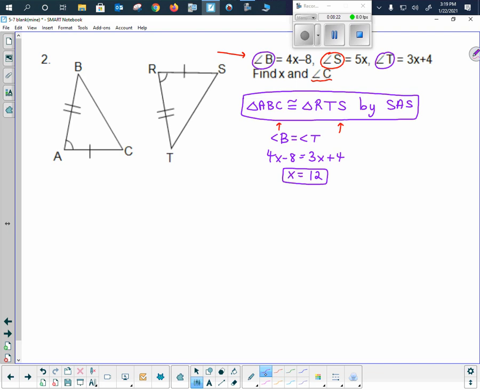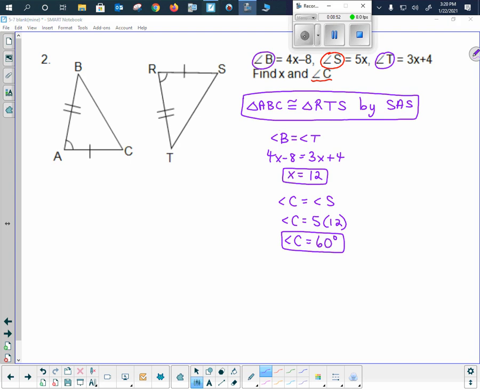So I'm going to let you know, if I'm doing the work, what I'm doing. So angle C equals angle S. And angle C would equal what? 5 times x. So 5 times the 12 that we just got for x. That makes angle C equal to 60. And remember, angles are always in degrees. Okay, so angle C equals 60 degrees.